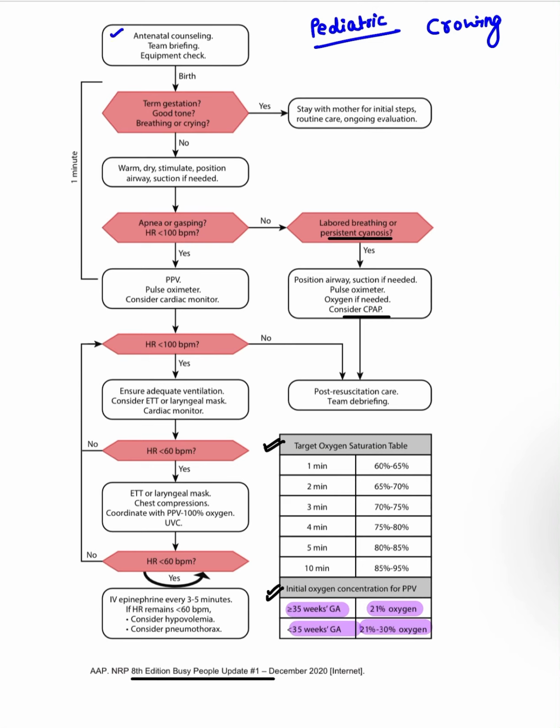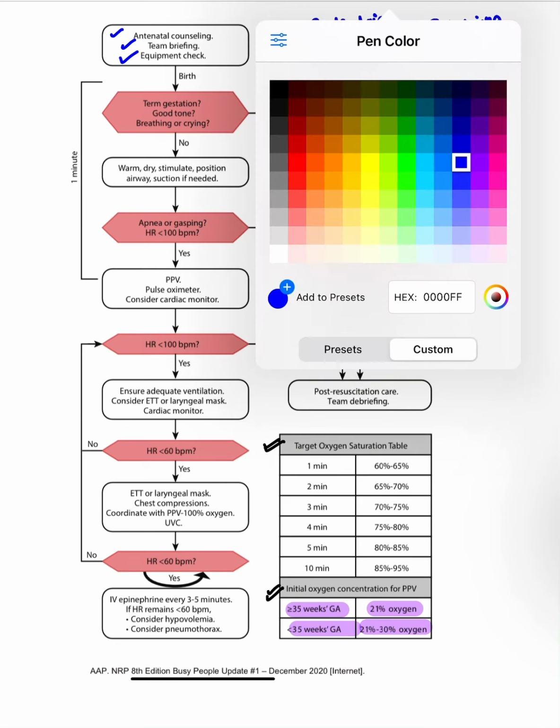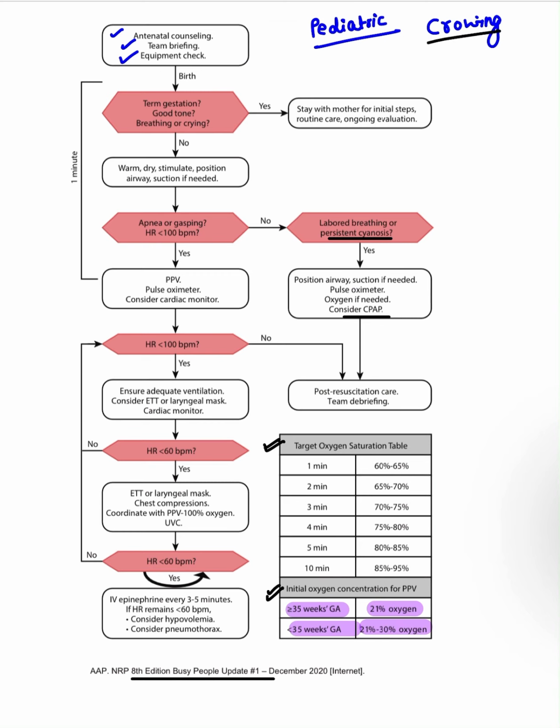So what are the steps before that? Antenatal counseling, briefing your team, your pediatrician, and equipment check. What are the things the pediatrician needs to check? Whether the neonatal warmer is on or not. This is very important because we need to keep the baby warm. Whether all the equipment like laryngoscope and suction tube are present or not. After they are done with these things, the baby is born.